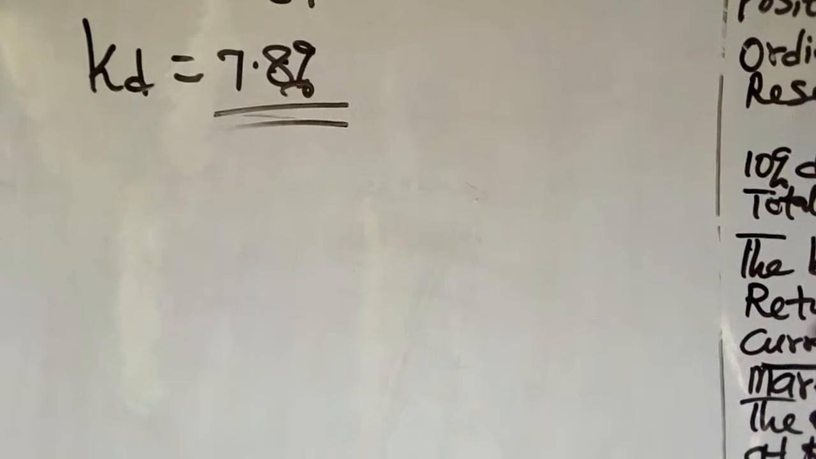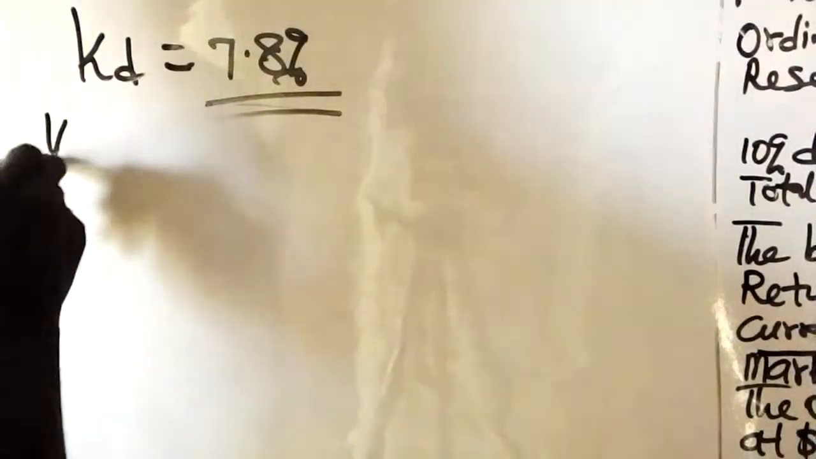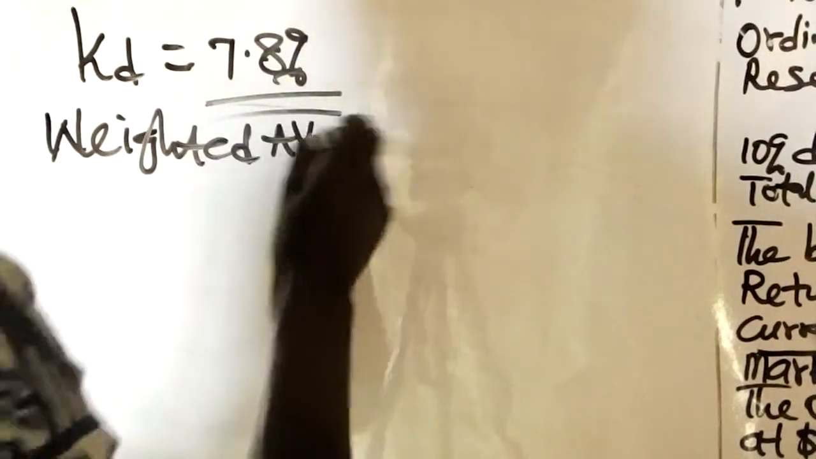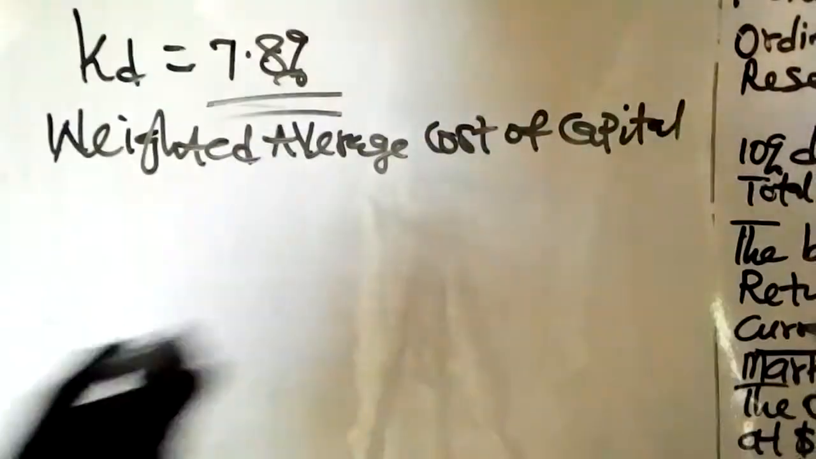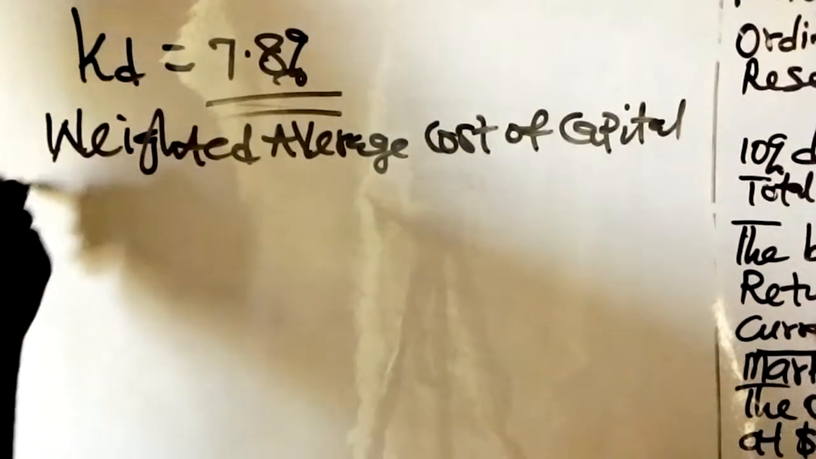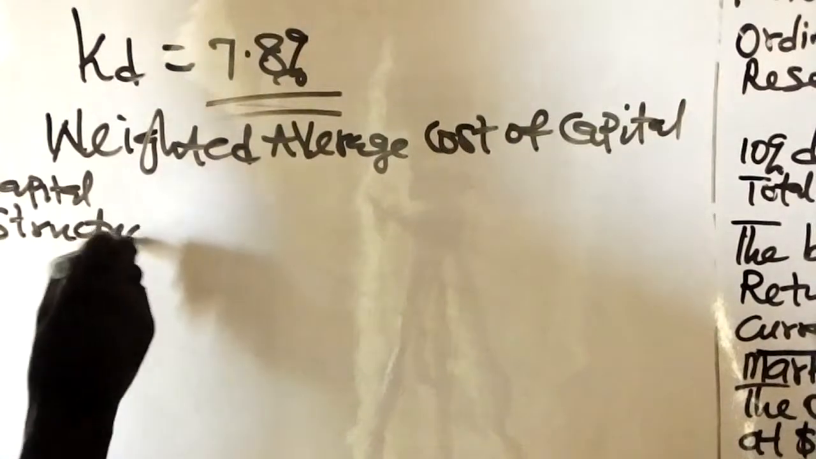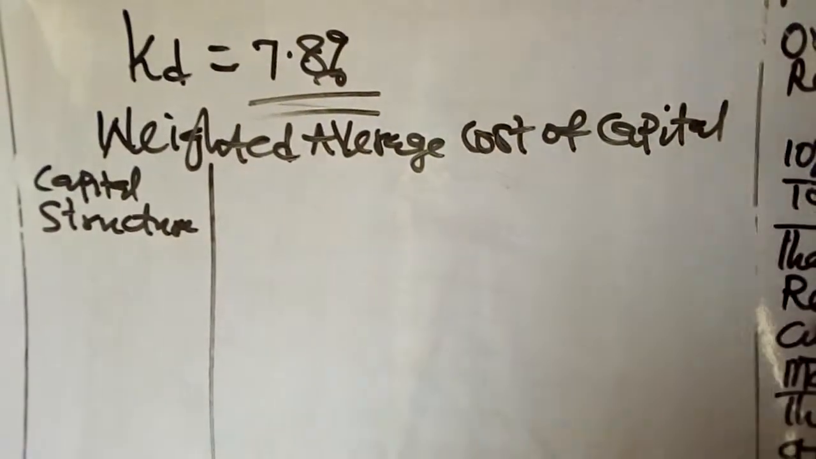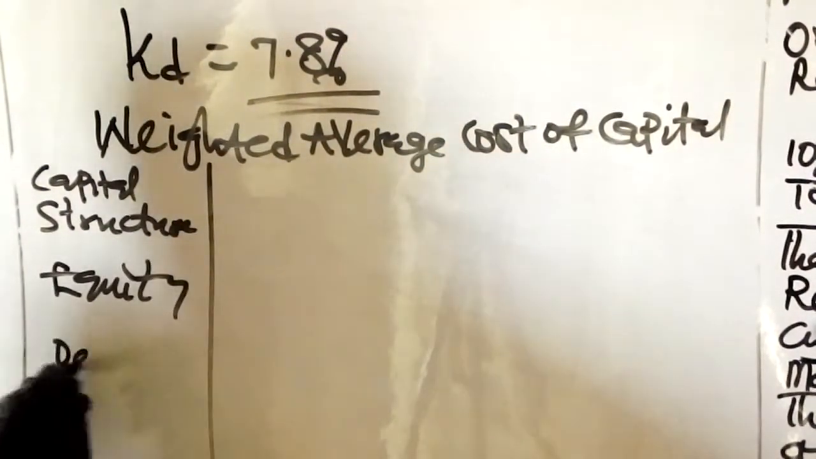Now that you have obtained the cost of equity and the cost of debenture, you can now obtain the weighted average cost of capital. I've told you that to obtain the WACC, you have a column for capital structure, which comprises equity and debenture.